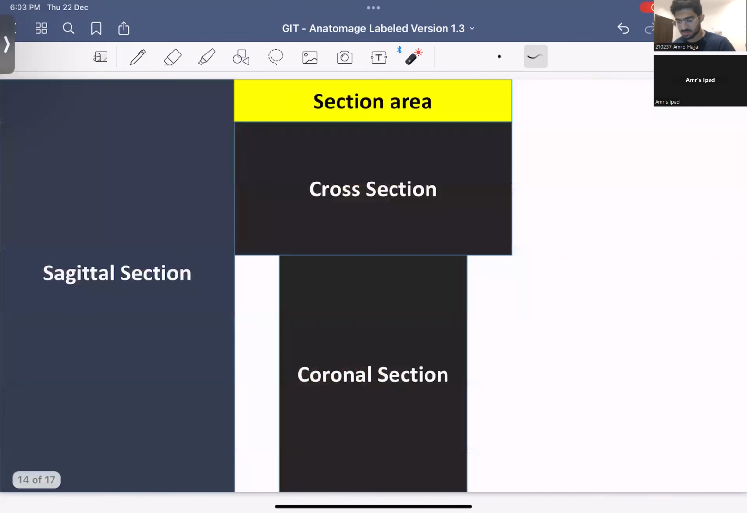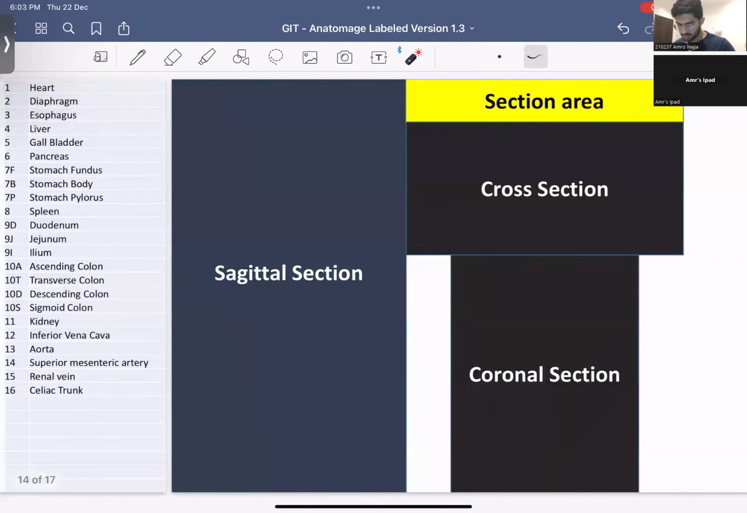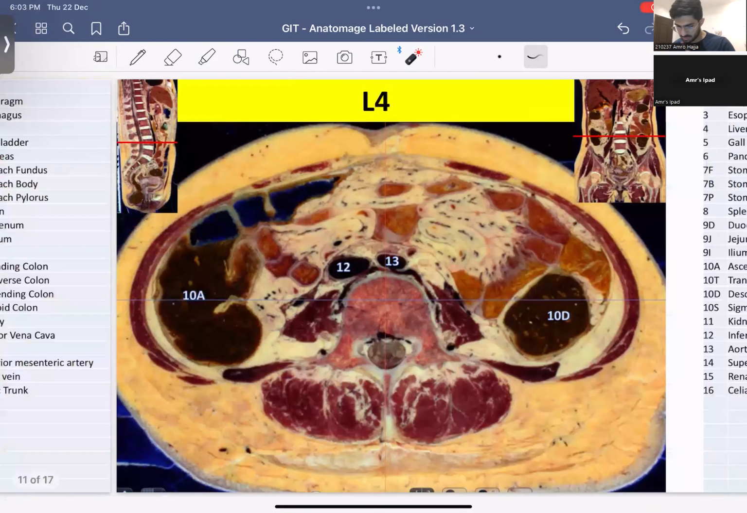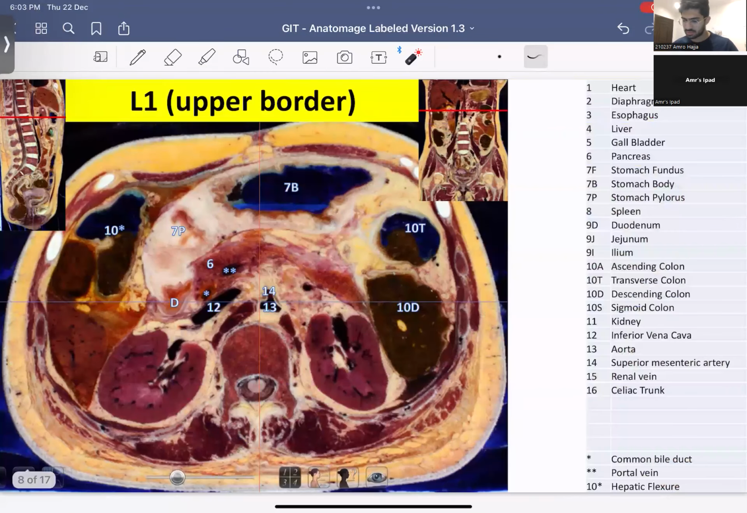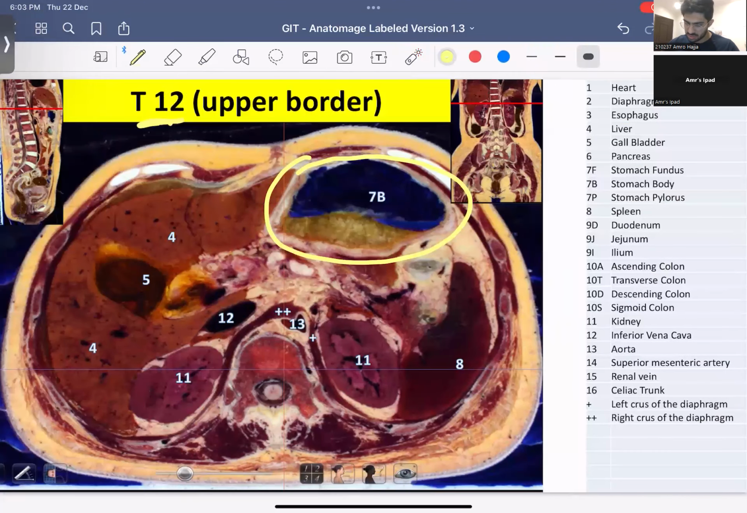Now, this was pretty much it about the cross sections. There's one thing I would just want to mention. Let's just say we had this scenario, this cross section, and basically an arrow pointing out to this structure. You would say that this is the liver.